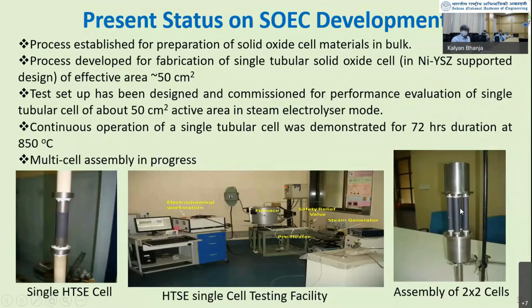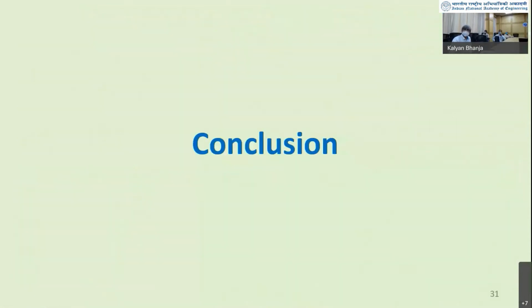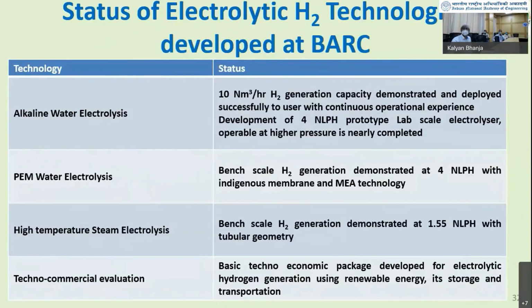Now the next target is a multi-cell configuration where 2 into 2 cells, 4 cells of the same size, will be prepared, and it will be used for this hydrogen production demonstration in HTSE mode.